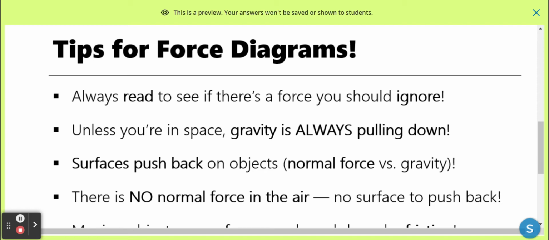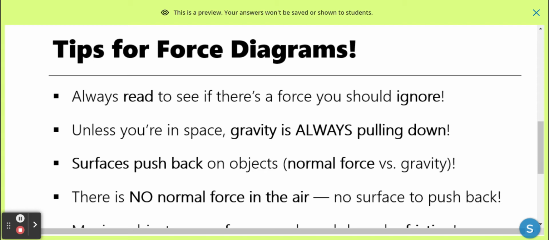Okay. Unless you are in space, gravity is always going to be pulling down. So if you are making a force diagram or choosing a force diagram that fits the situation, if gravity is not a part of it, it probably should be, unless you're in space. So it's a good way to kind of check stuff, make sure gravity's pulling down on objects on Earth. Surfaces push back on objects.